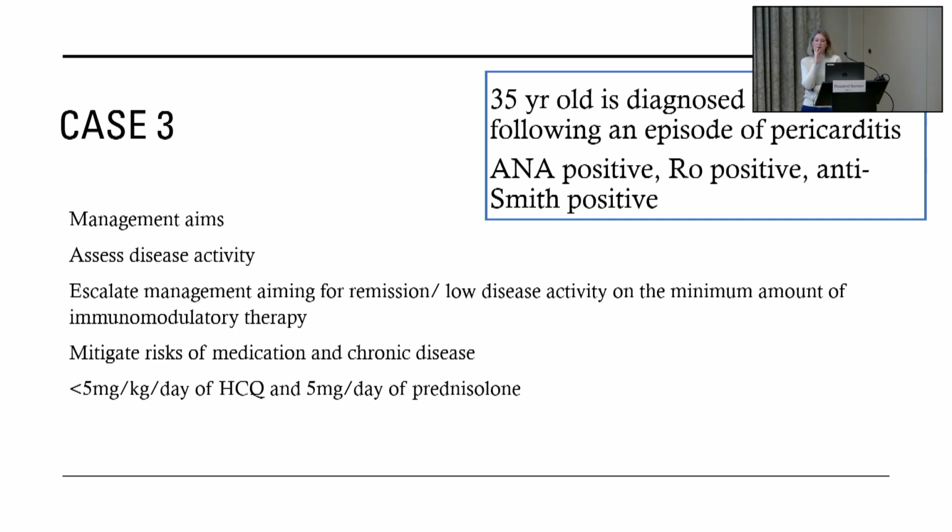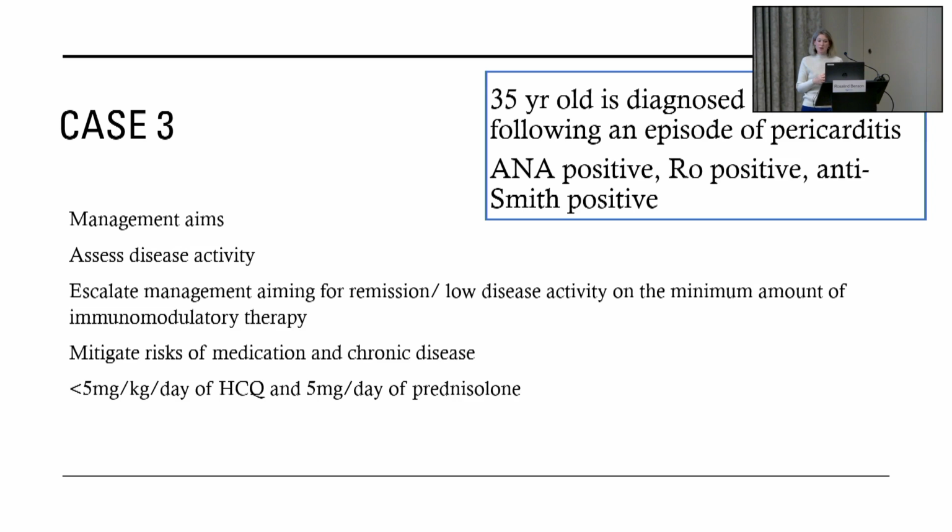So when we think about lupus, this is now trying to have a bit more of a bird's eye view rather than focus on the ins and outs of her diagnosis. Our general approach is we think about disease activity, how we can escalate management to try and aim for remission and low disease activity on the minimum amount of immunomodulatory therapy. We want to mitigate the risks of medication and chronic disease.